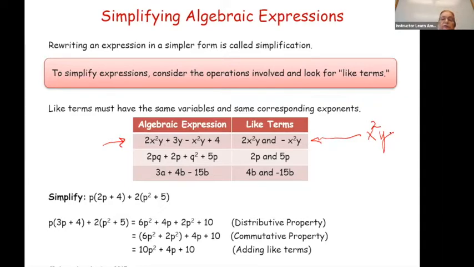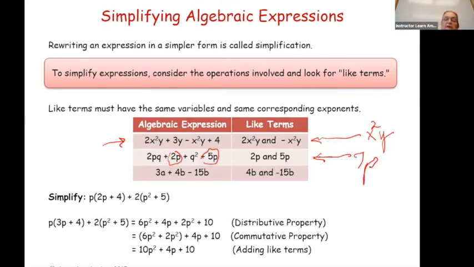Also, if we look at 2pq plus 2p plus q squared plus 4p, the only ones that are the same are the 2p and the 5p. So those are the like terms, and they can be combined to give 7p.